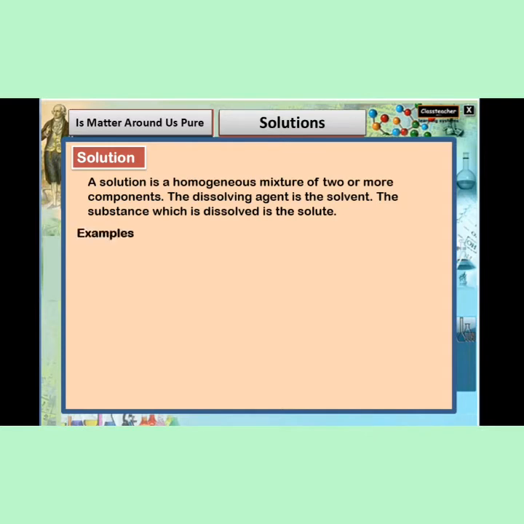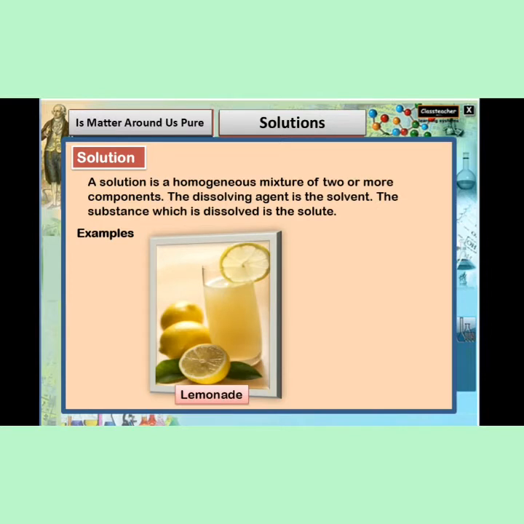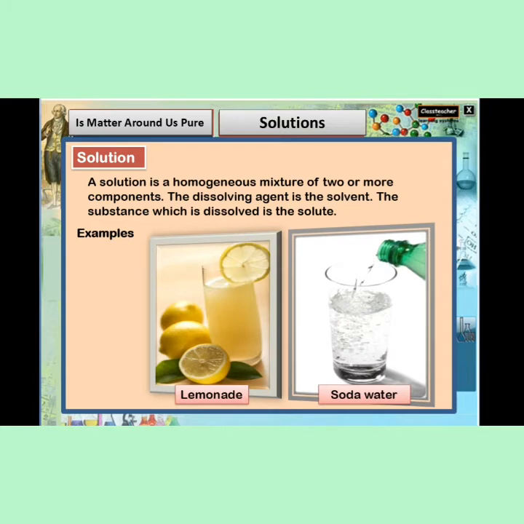Now let's see the examples of solutions. Lemonade is an example of a solution where lemon juice is mixed with water, and both solute and solvent are in the liquid state and the solution is liquid. Soda water: in soda water, carbon dioxide is added in water. So a gaseous substance is here, the gas is actually the solute and water is the solvent. So the nature of soda water is liquid.